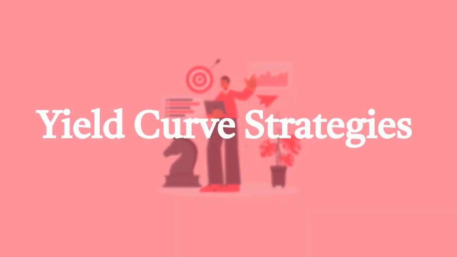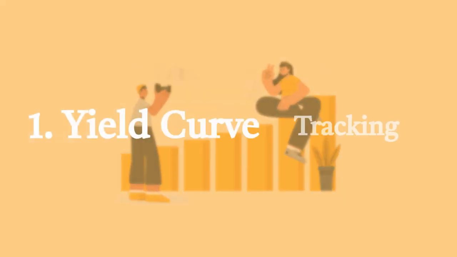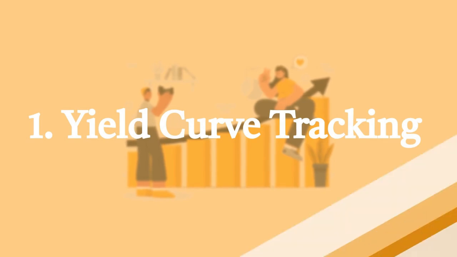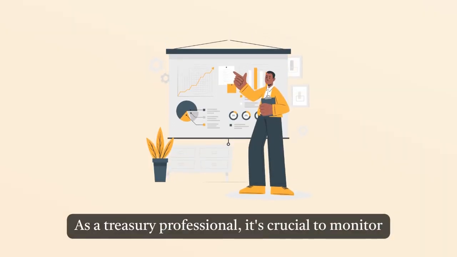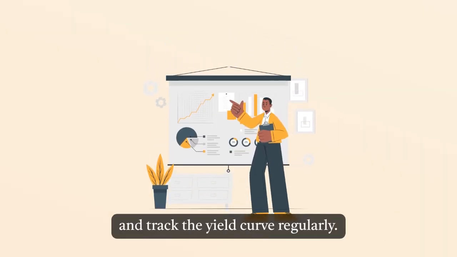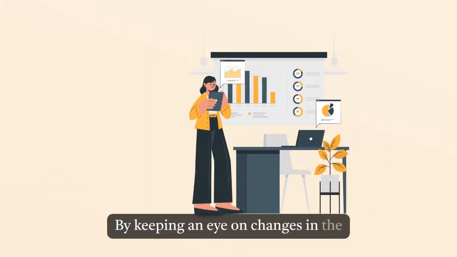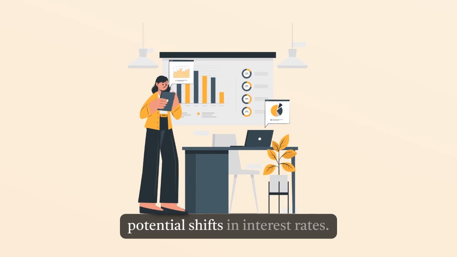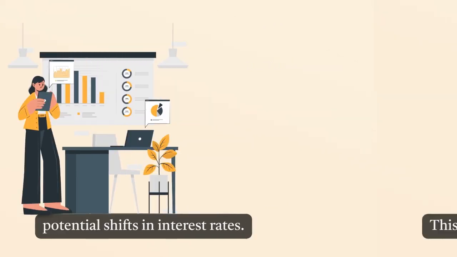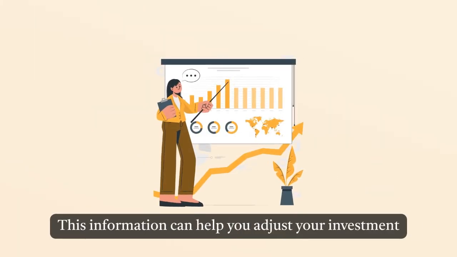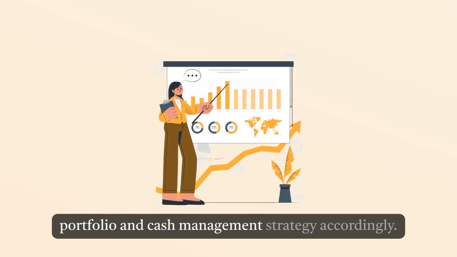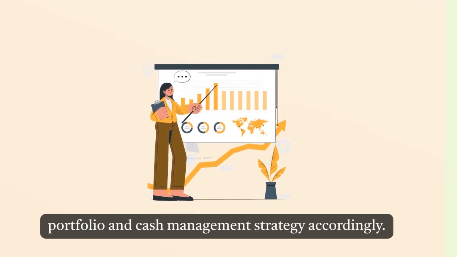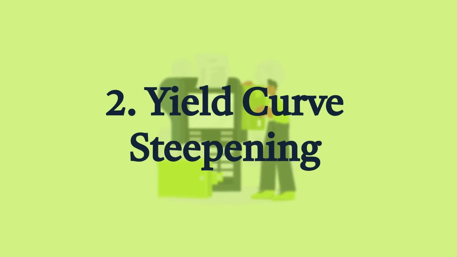Yield curve strategies. 1. Yield curve tracking. As a Treasury professional, it's crucial to monitor and track the yield curve regularly. By keeping an eye on changes in the yield curve, you can identify trends and anticipate potential shifts in interest rates. This information can help you adjust your investment portfolio and cash management strategy accordingly. 2. Yield curve steepening.